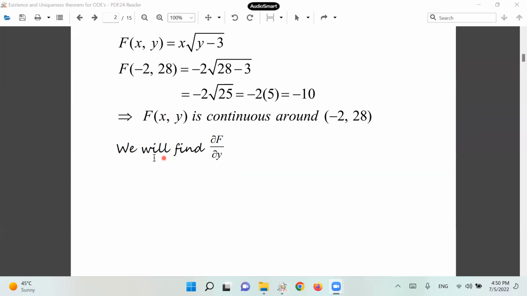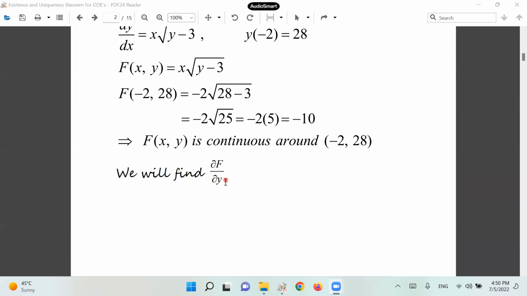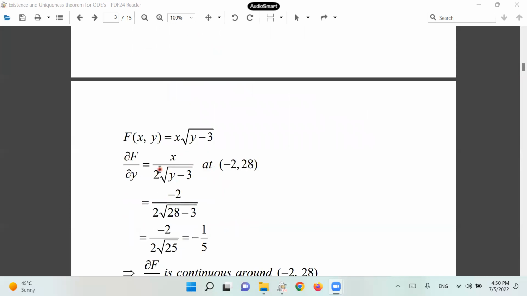The next, second step is to check that the partial derivative of this given function is also continuous with respect to y. So we will take the partial derivative of the given function with respect to y, where x is considered to be constant, so x will be the same. But what will be the derivative of the square root? We will take 1 over 2 square root of y minus 3. The derivative of y minus 3 will again be 1. So this means that the partial derivative of the function with respect to y will be equal to x over 2 into square root of y minus 3.